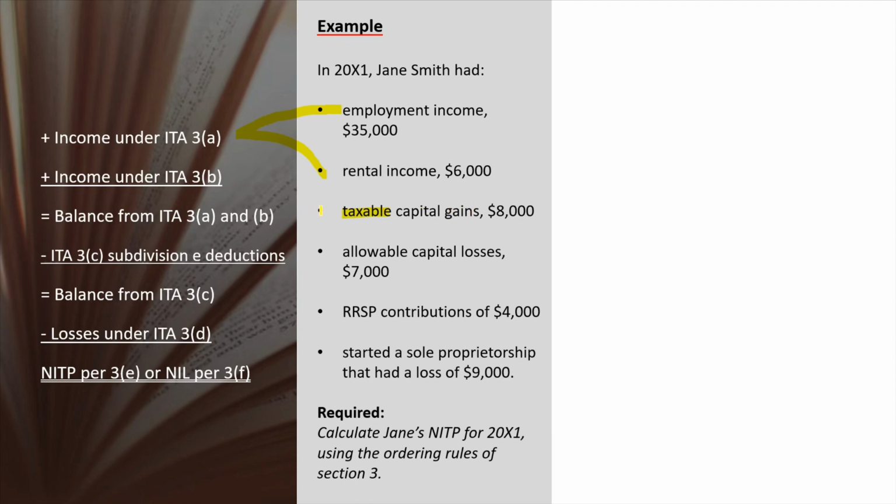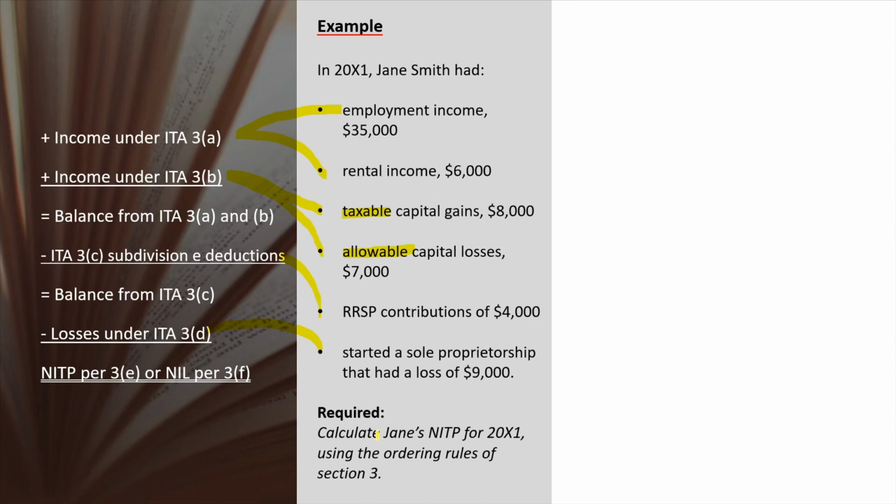We know we start to deal with that calculation in 3B. Allowable capital losses, that's dealt with in 3B as well. The word allowable indicates that this number is already at 50%. RRSP contributions of 4,000. I've talked about this a few times. That's a subdivision E deduction. And so that would be done over there. They started a sole proprietorship that had a loss of 9,000. So that's a business loss, its own source, and we would deal with that in 3D.